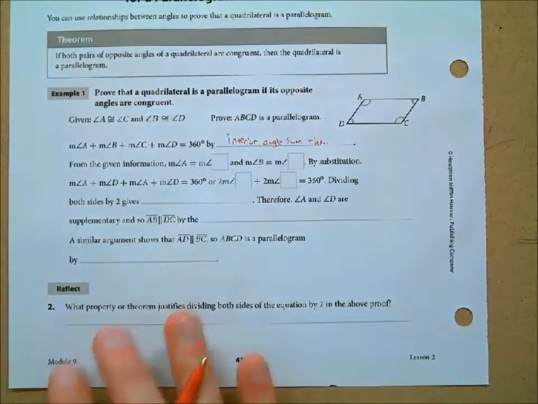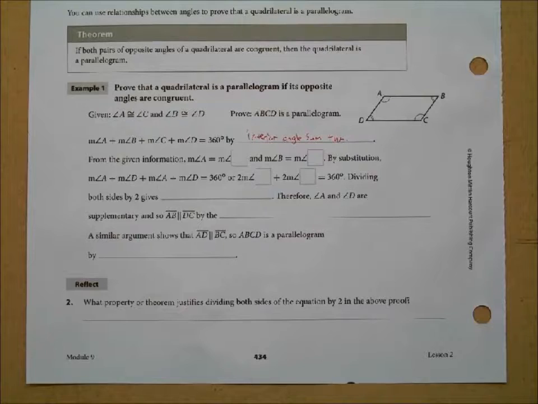Okay, the interior angle sum theorem. Is that not specific to a certain shape? Correct. It's not specific to a certain shape. You could argue that for a triangle too. Yeah, any polygon you could say. Okay.